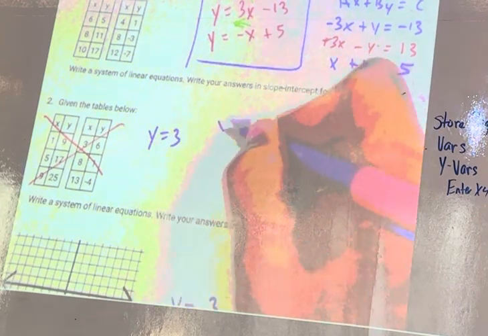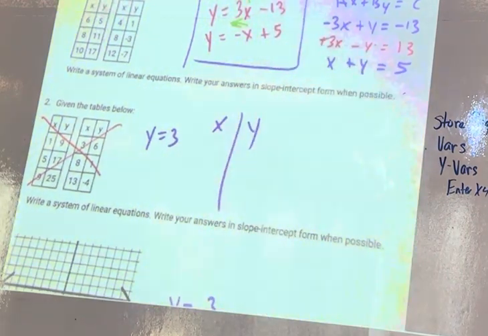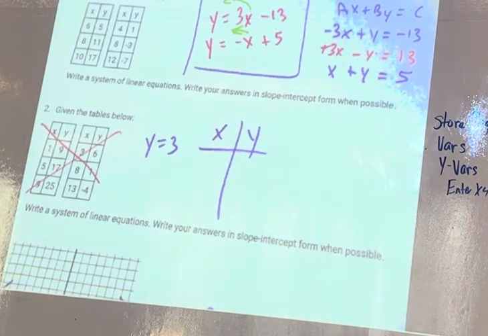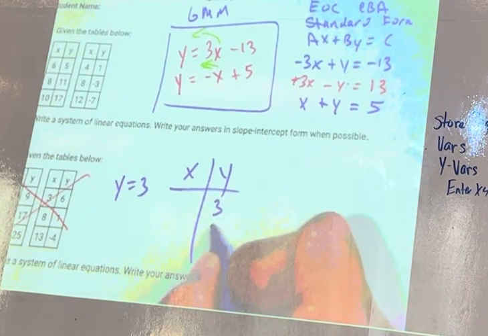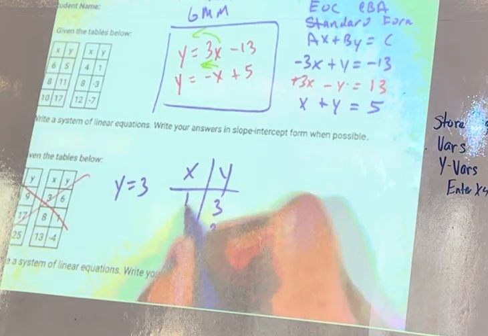And if your equation was y equals 3, what would your table look like? What is going to be all 3s? X or Y? Y, because it's y equals. Okay, and then the x's can be anything. I'm just doing 1, 2, 3.